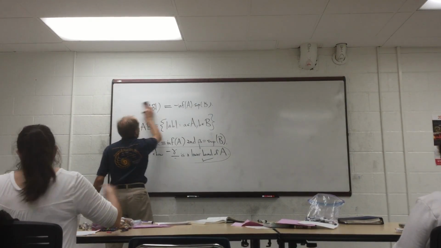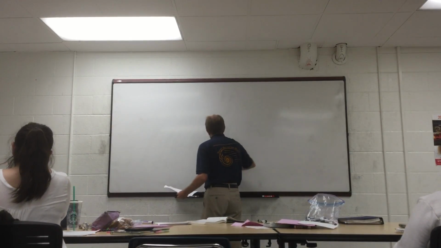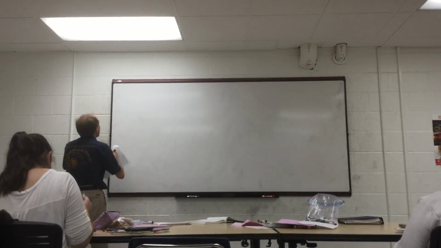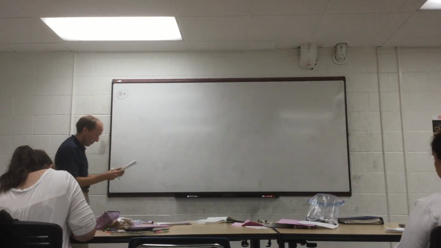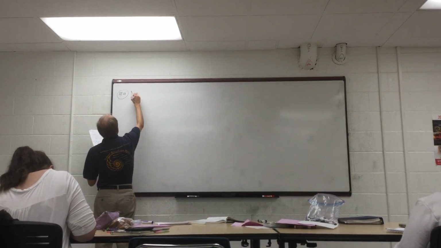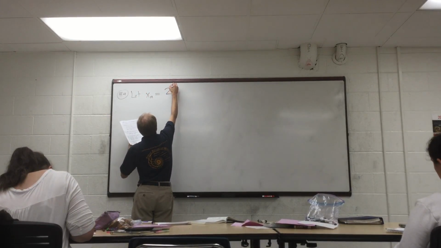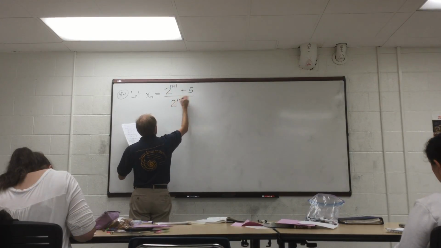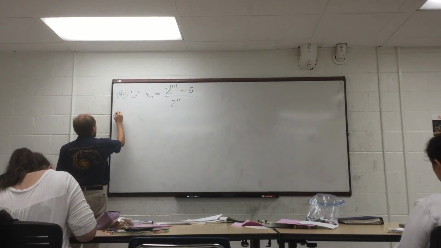Okay. Let's take a new problem. I'm just going to mix things up as much as I can. Okay, number 4. Let x_n equal (2^(n+1) + 5) over 2^n. Okay? And then let's do this.